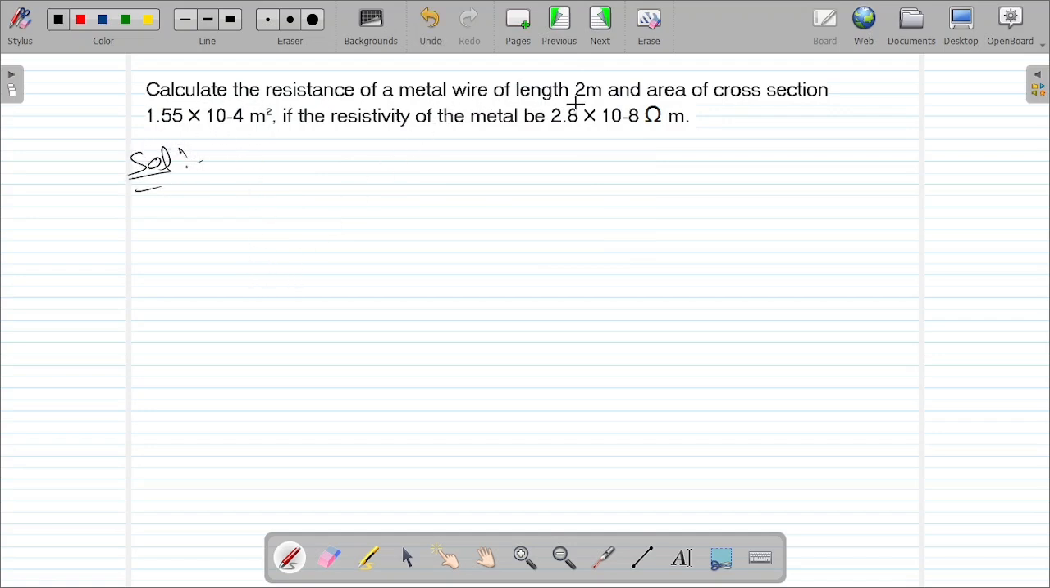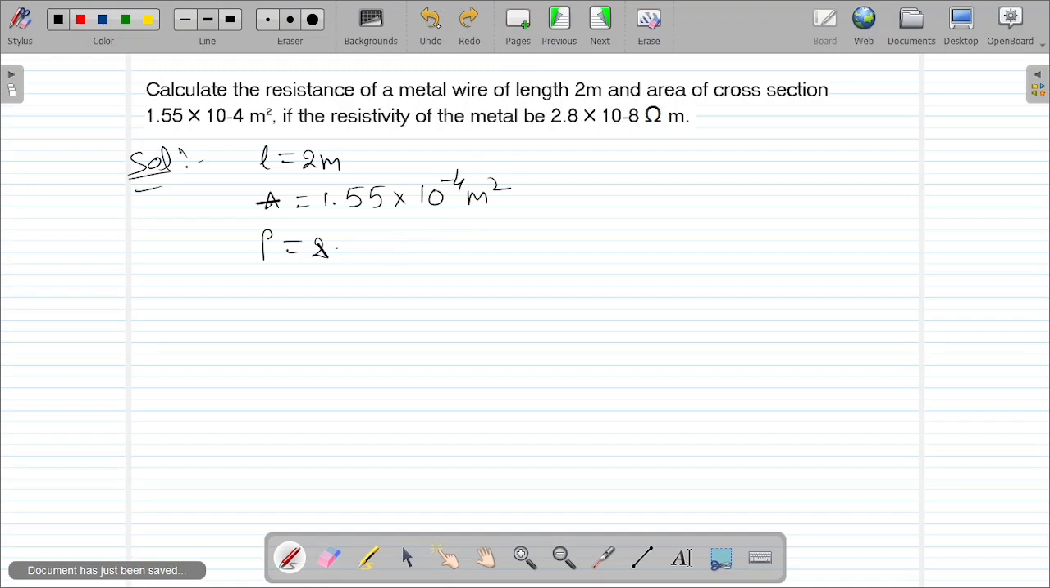calculate the resistance of a metal wire of length 2 meters and the area of cross section 1.55 into 10 to the power of minus 4 meter square, if the resistivity of the metal be 2.8 into 10 to the power of minus 8 ohm meter.